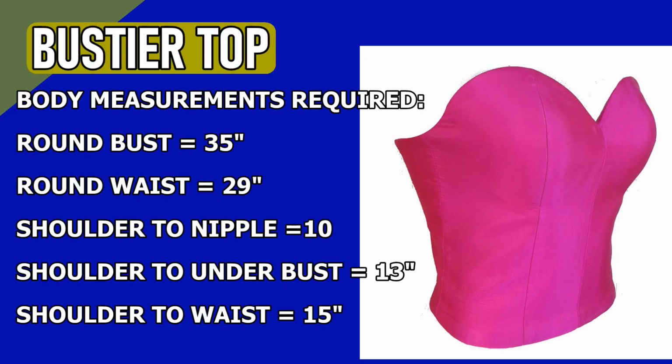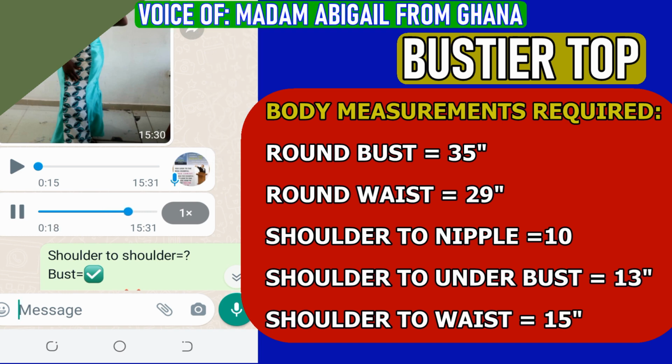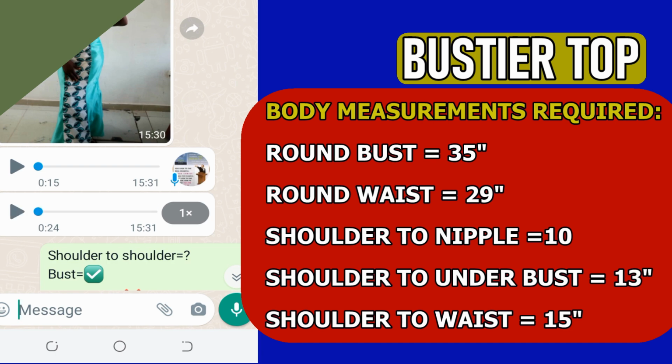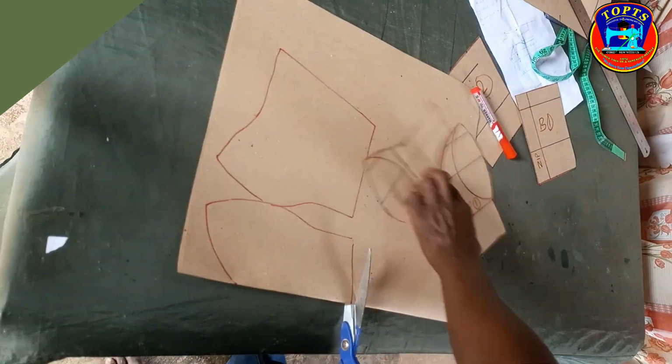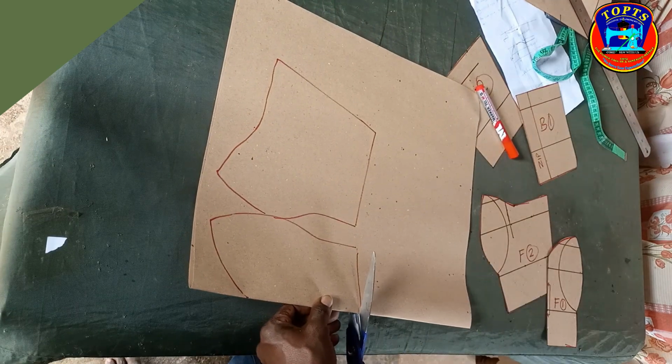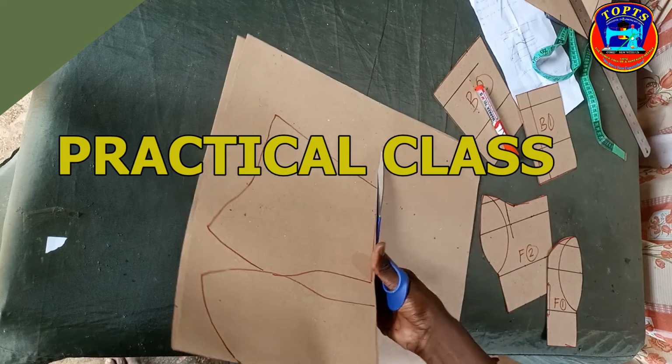So guys, this is the measurement case study table that we are going to use as per this request. Still want to know more about it, and I just want the simplest way of drafting it. But this one, someone took us through, but I'm not all that clear. That's why. So let us jump straight to our practical class.